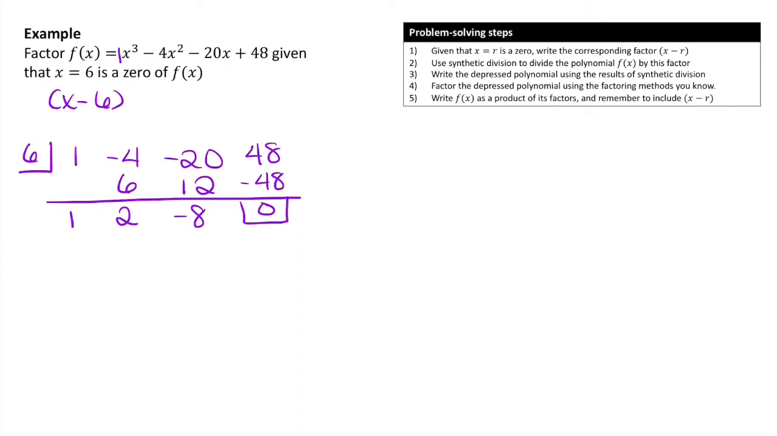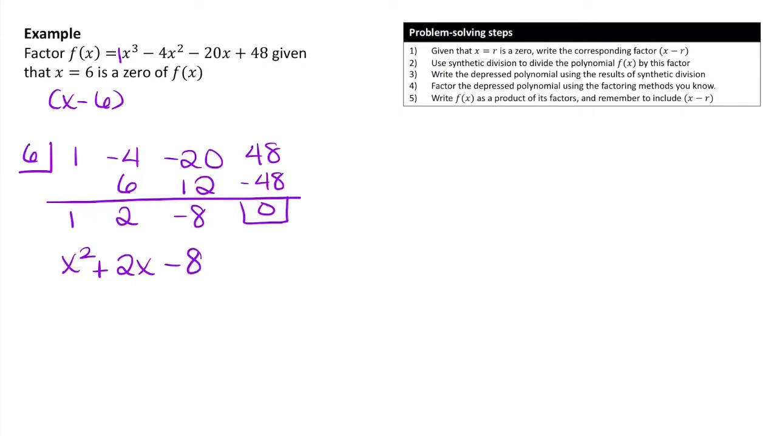6 is a factor. Okay, so remember, what we can do is once we have these values in the last row, we can write the depressed polynomial. If this has a highest degree term of x cubed, the depressed polynomial will have a highest degree term of x squared. That x squared is going to have a coefficient of 1, but I don't need to write coefficients of 1, so I'm just going to leave that as x squared. And then my 2 is going to correspond to a 2x term. Minus 8 is going to be my constant term.